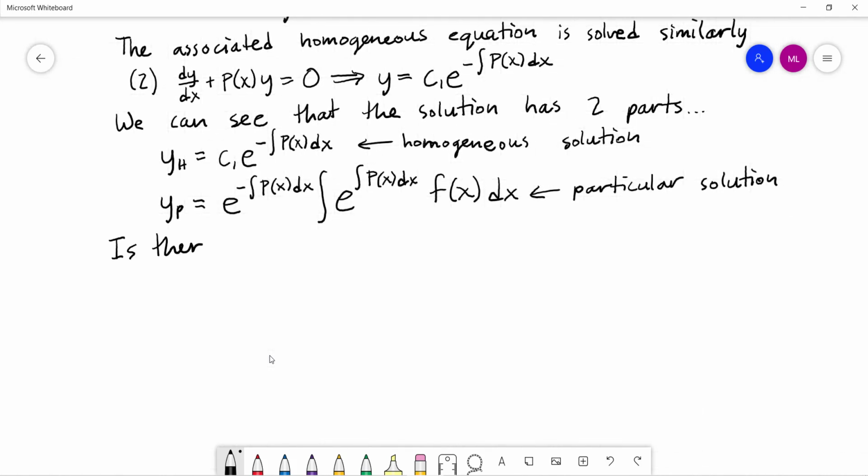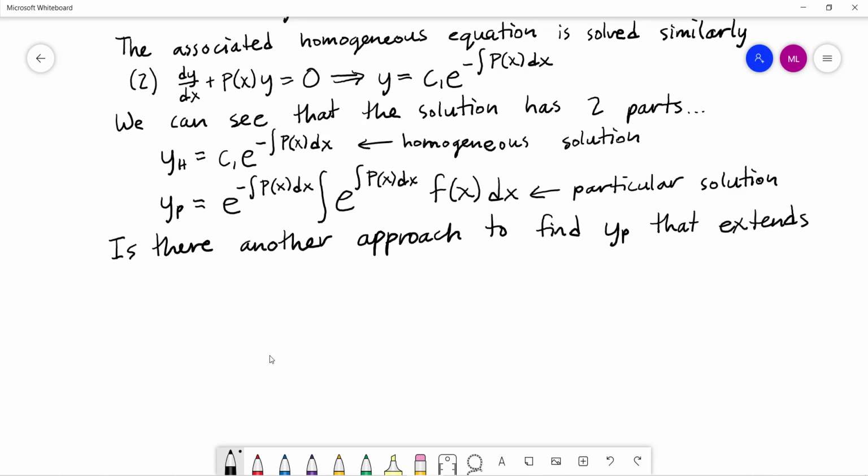Is there another approach to find the y particular that extends to higher order ODEs?